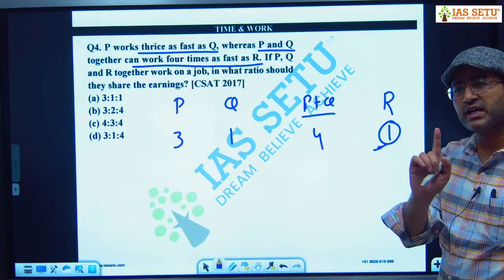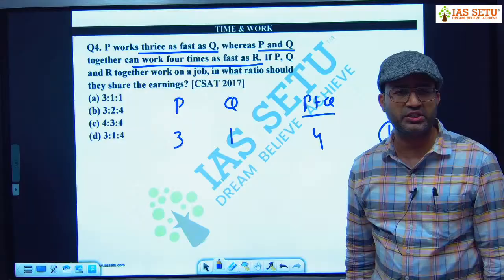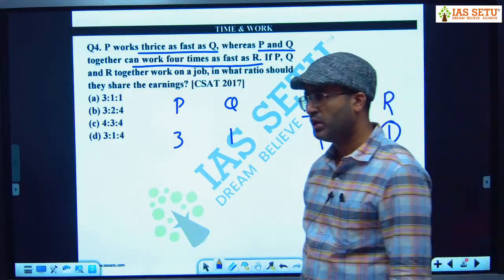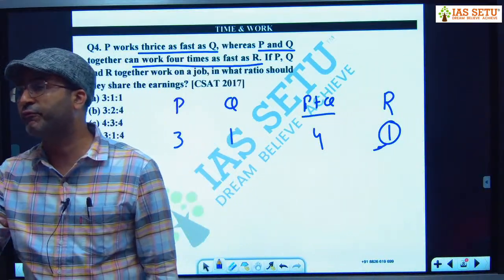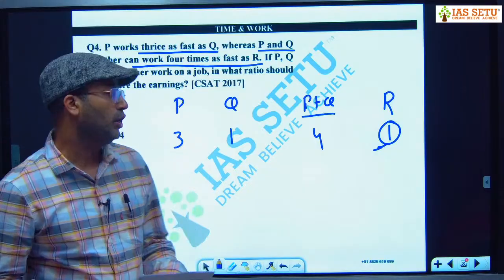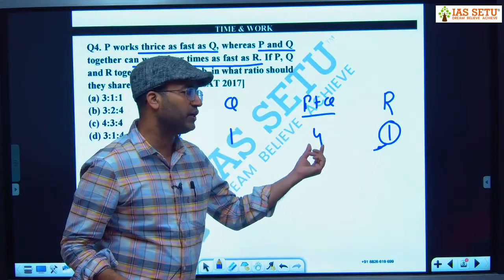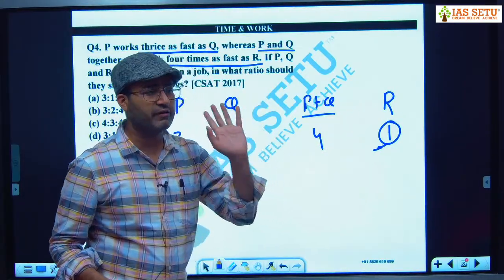R's efficiency is 1 chair. Q makes 1 chair, P can make 3 chairs because P is thrice. P and Q together are 4 times efficient as compared to R alone. So P and Q together 4, it means R will be 1/4. What is 1/4 of 4? 1. So R can make 1 chair.